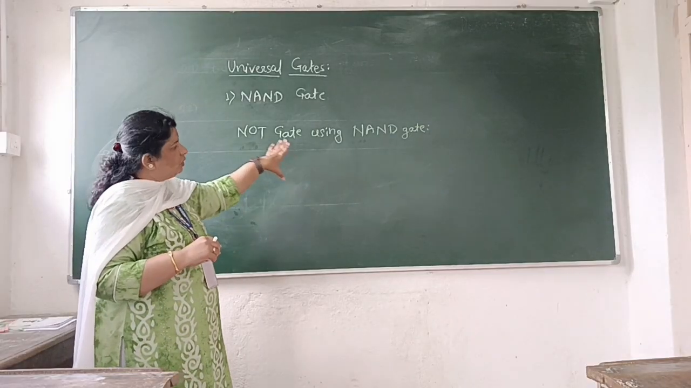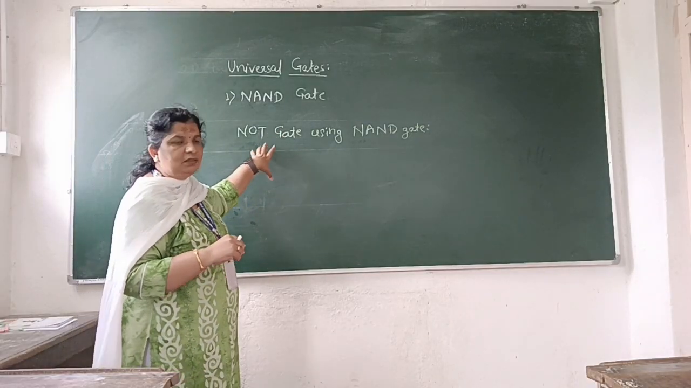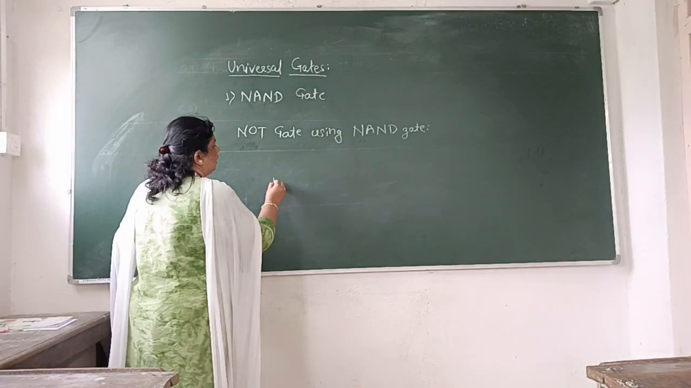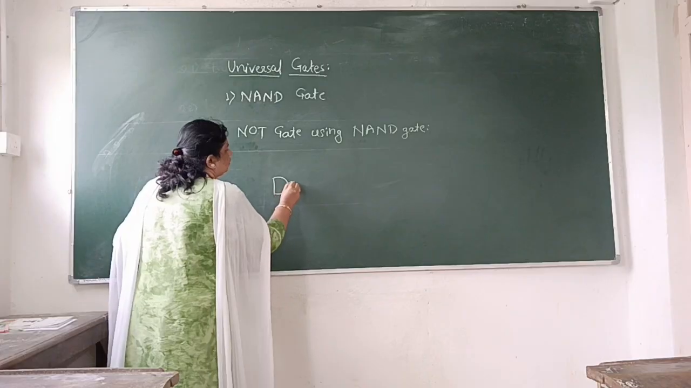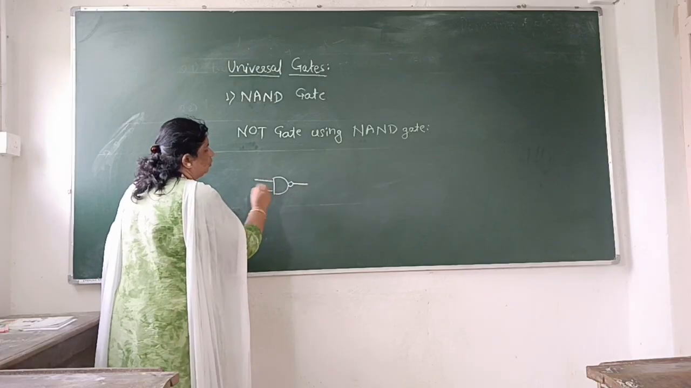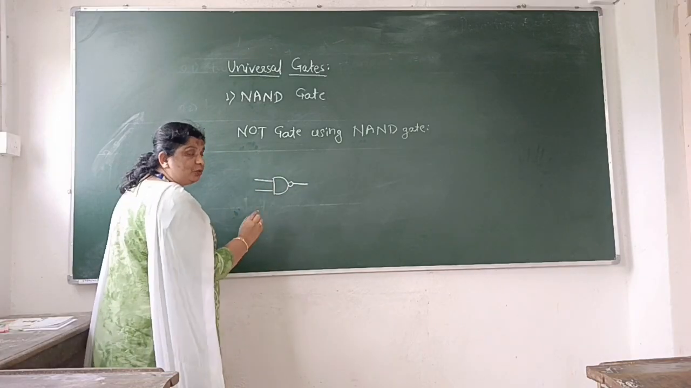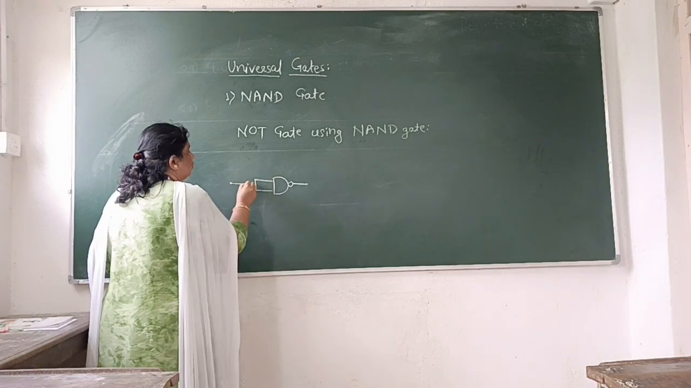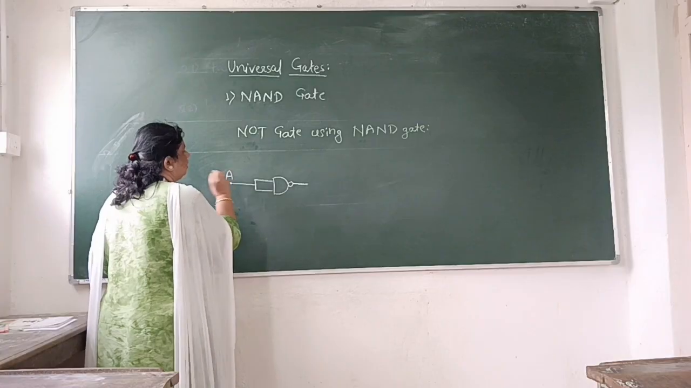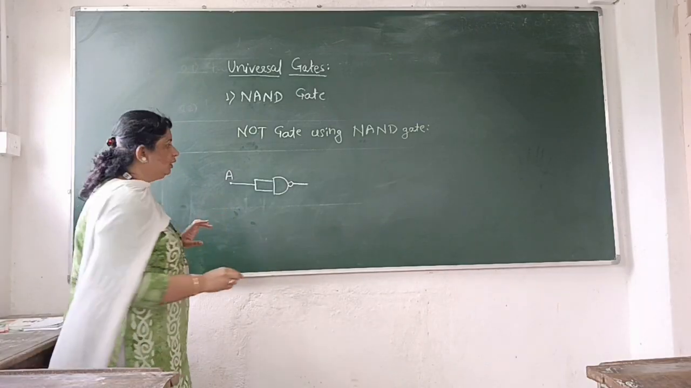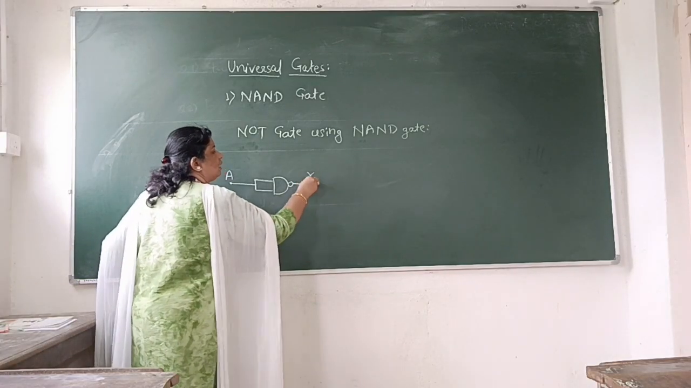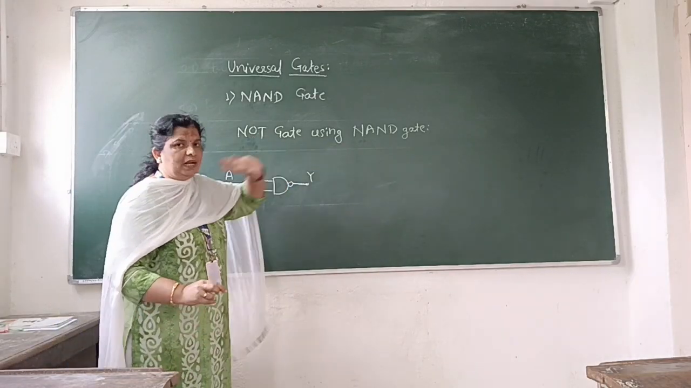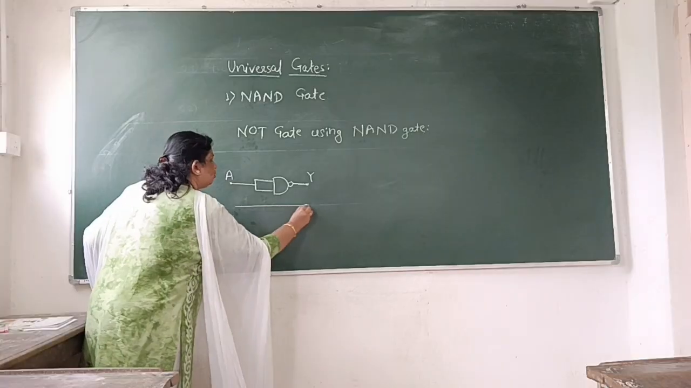We also are going to discuss the truth table of it. Suppose I take one NAND gate of two inputs. To construct the NOT gate, what we have to do is short these two inputs and give only a single input. Suppose here I am using A as the input and Y as the output. Then this will be the circuit for NOT gate using NAND. We will discuss its truth table now.